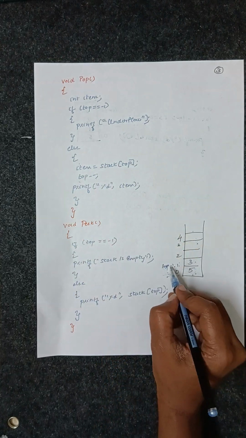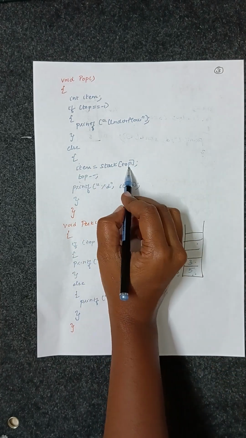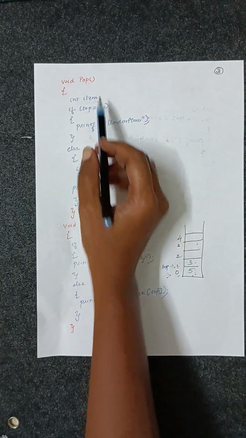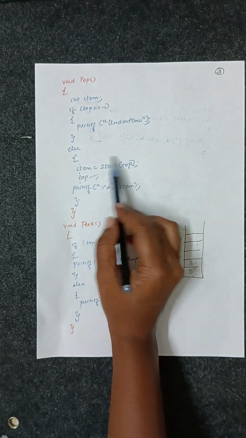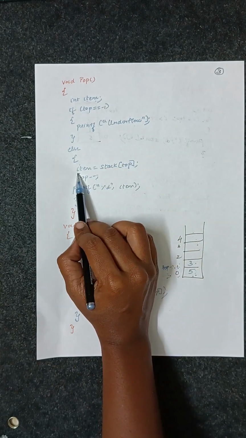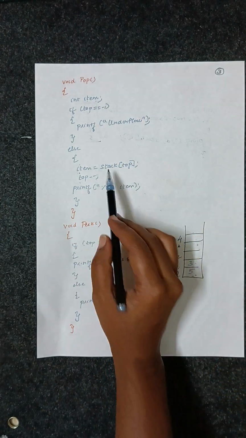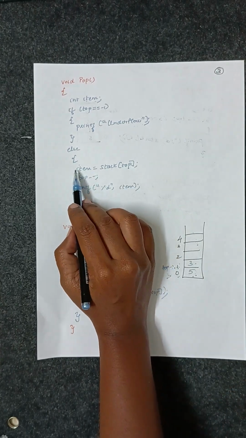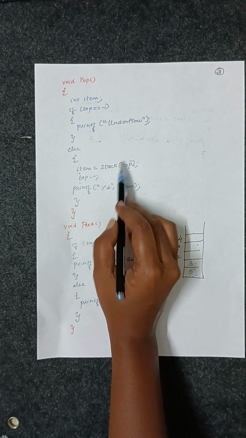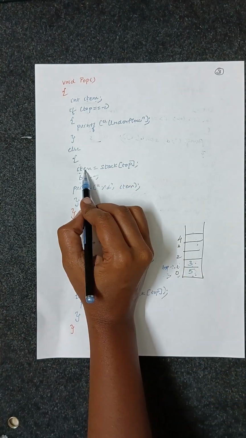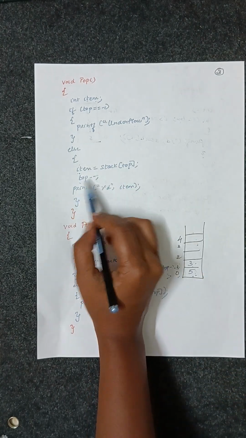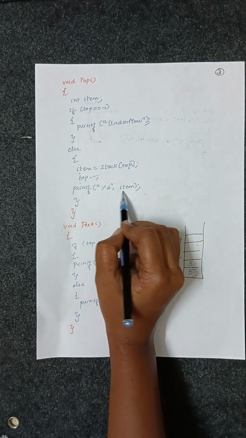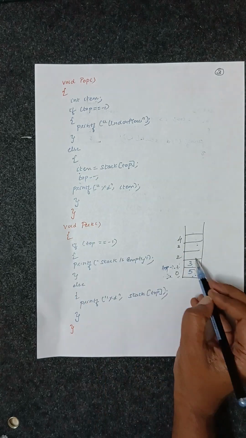what is currently top pointing to? 1. So stack of top, what is stack of top? Stack of 1, that you can store in a variable. I am declaring a variable item and storing it in that item. So stack of top is stack of 1, which is equal to item. What is in stack of 1? 3. So 3 will be stored in item. Now you are going to decrement top, so top will be 0.